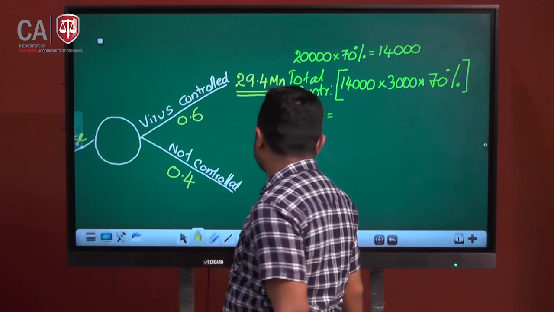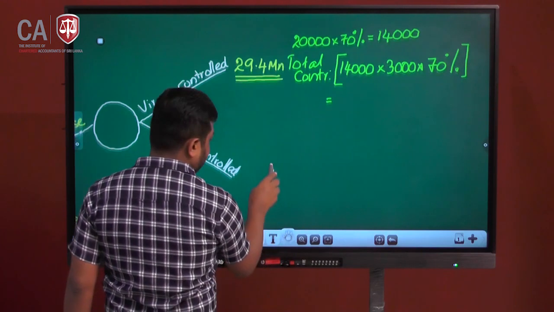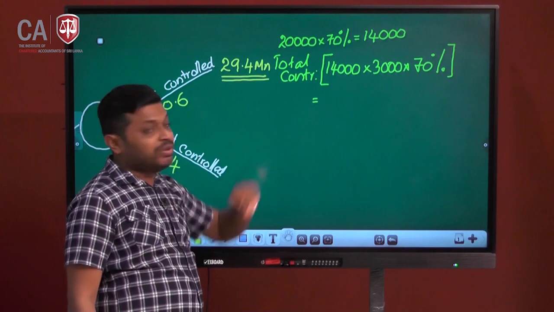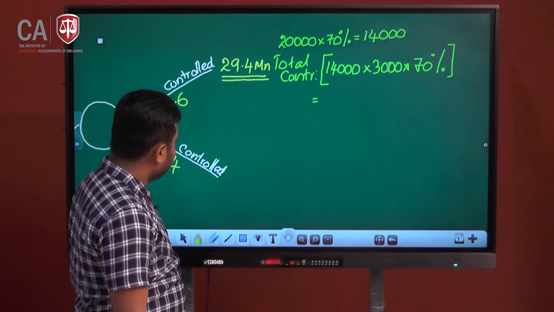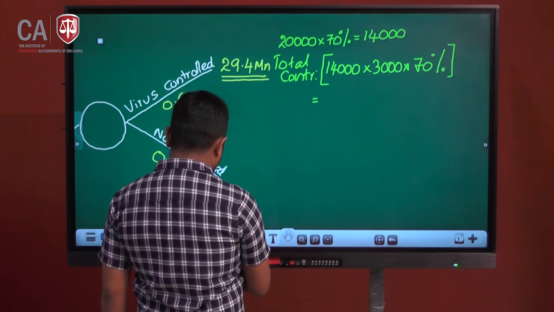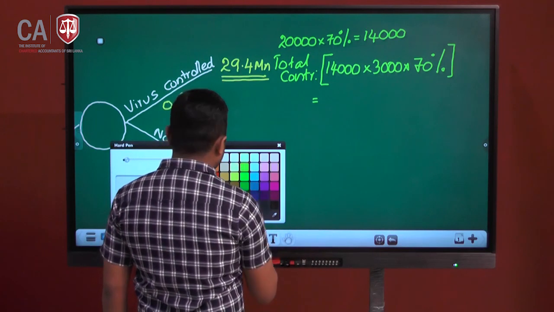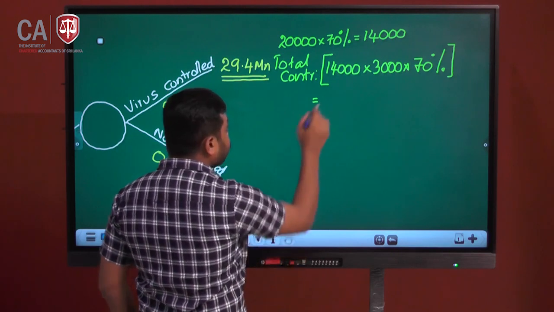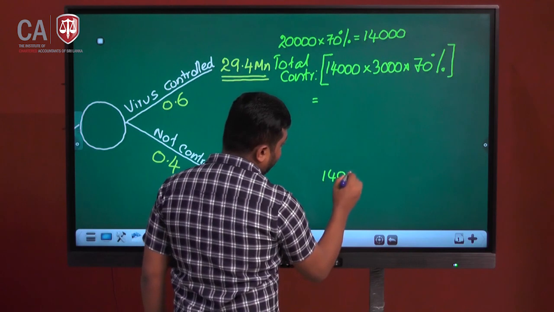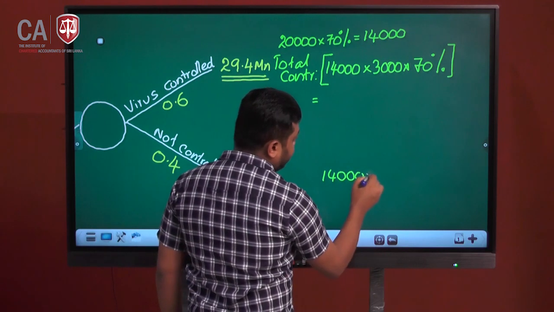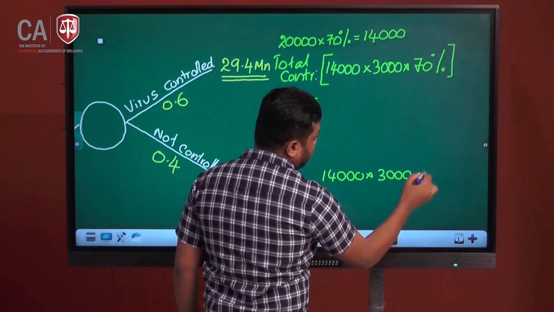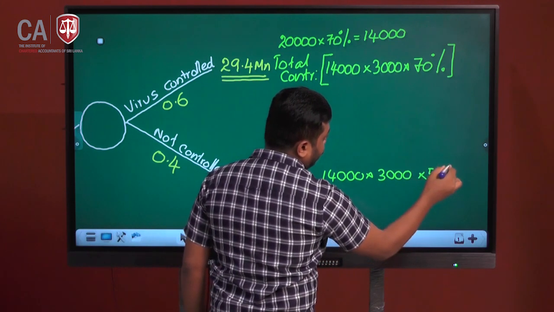If the virus is not controlled, the occupancy ratio will be 50%, right? Then I will work out if the occupancy ratio is 50% now. You already know the contribution: 14,000 per room night, 14,000 into 3,000 room nights, occupancy ratio 50%.